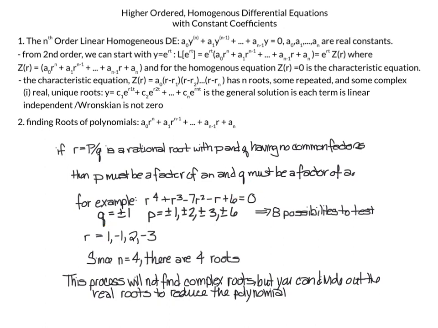So r equals 1 is one solution. You can plug in r equals minus 1, and you'll see that's also a solution. You'll see 2 and minus 3 are solutions. So n equals 4, and there are 4 solutions, 4 roots. So that should be it.